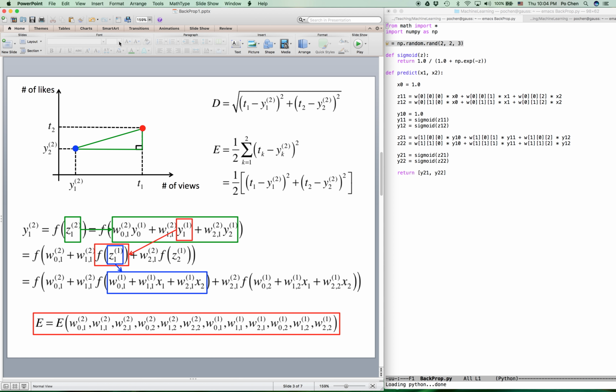Suppose T1 and T2 have very different scales. For example, the number of likes might be a lot less than the number of views, so the vertical scale could be a lot smaller than the horizontal scale.